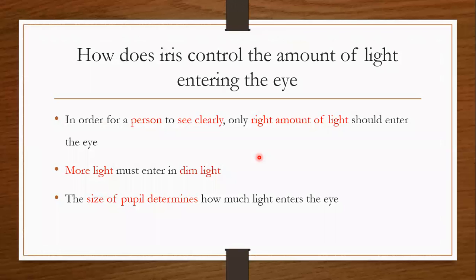So, how does the iris control the amount of light entering the eye? In order for a person to see clearly, the right amount of light should enter the eye. More light must enter in dim light and less light must enter in bright light. So this all is determined by the pupil. The size of the pupil determines how much light enters the eye. Either it should receive less light or it should receive more light.